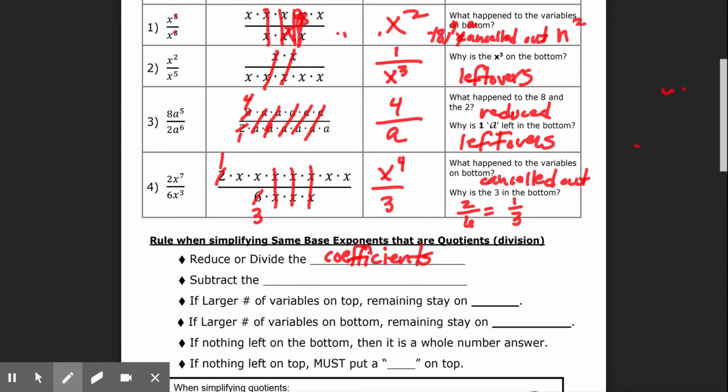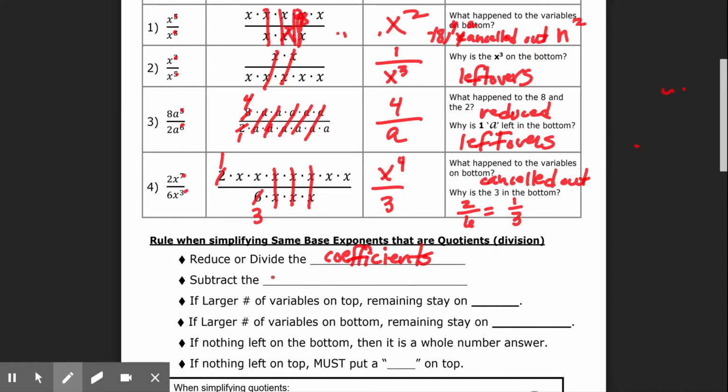Number 2, you can still subtract 5 minus 2, but the larger amount of x's are left in the bottom. So 5 minus 2 is 3, and those 3 will be left over in the bottom. Number 3, you have 6 minus 5, so that's 1, and that 1 will be left over in the bottom because 6 is larger than 5, and it's in the bottom. Number 4, 7 minus 3 is 4, and those 4 are going to be left over in the numerator because that's where your larger exponent is.